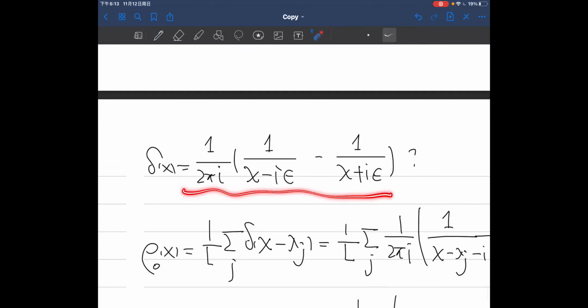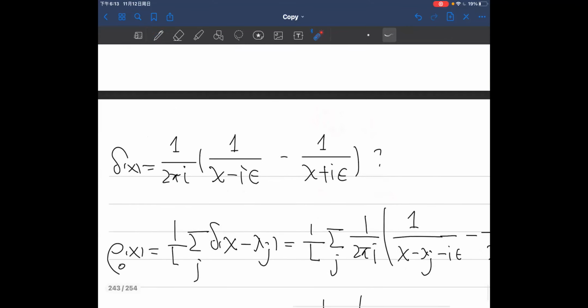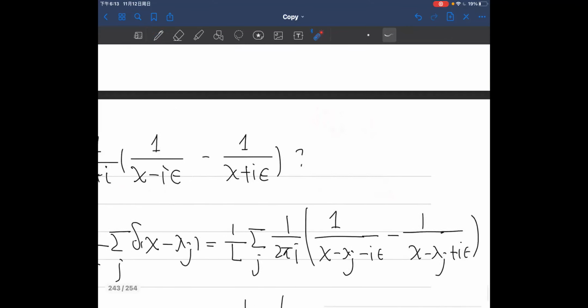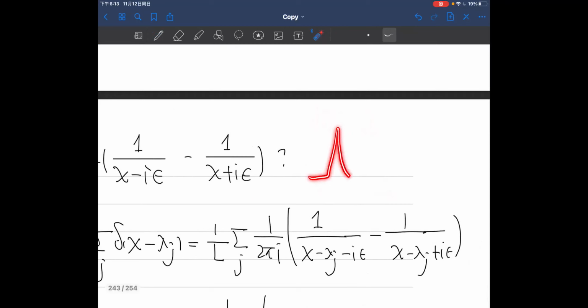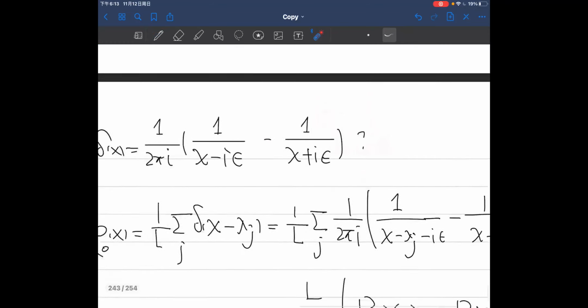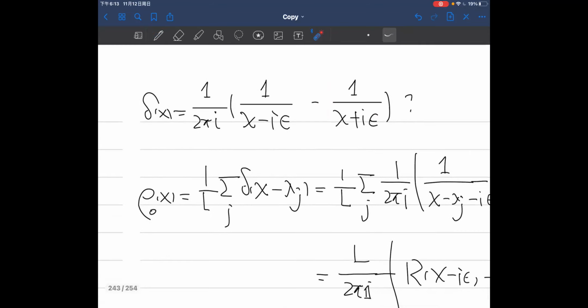Okay, like this one. You can just write it, and you can find that its integral is equal to 1, and its support is just located on the neighborhood of x with the width of order epsilon. When epsilon goes to 0, it's just a picture of the delta function. So maybe you can just discuss from this perspective of view.